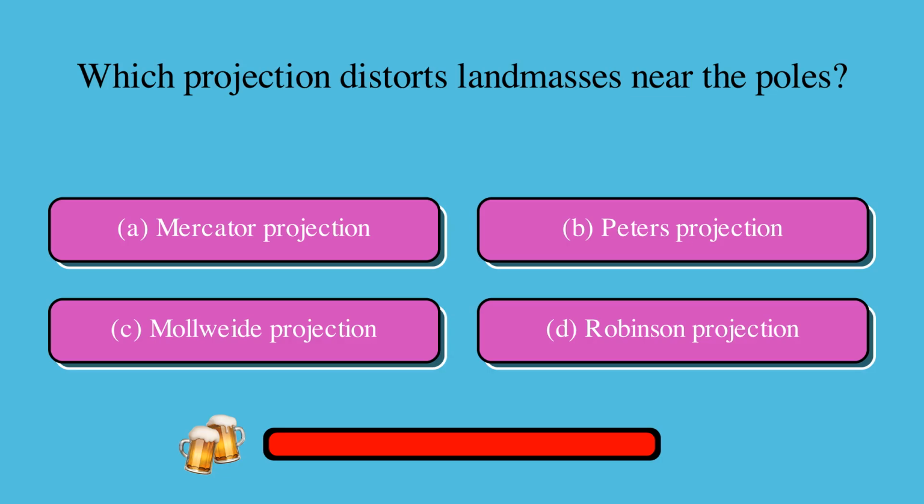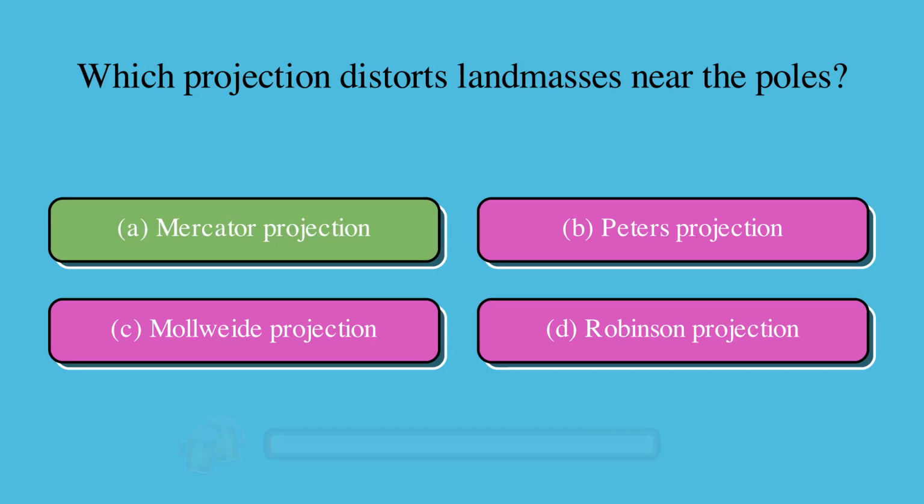Which projection distorts landmasses near the poles? Is it A, Mercator projection, B, Peters projection, C, Mollweide projection, or D, Robinson projection? The correct answer is A, Mercator projection.